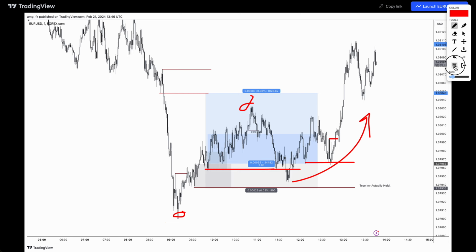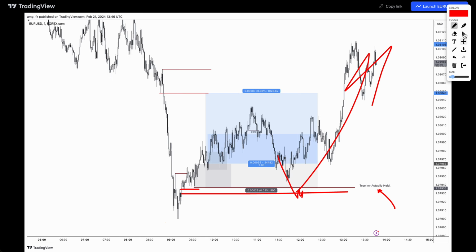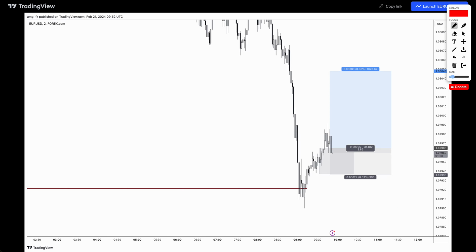But there you go, right? Invalidations do work, but sometimes you do need to adapt. And this could have broken a bit lower, taking these lows, and reacted from a POI here and then gone higher. So I just decided to close. I thought it was the best decision, and I'm happy with it.